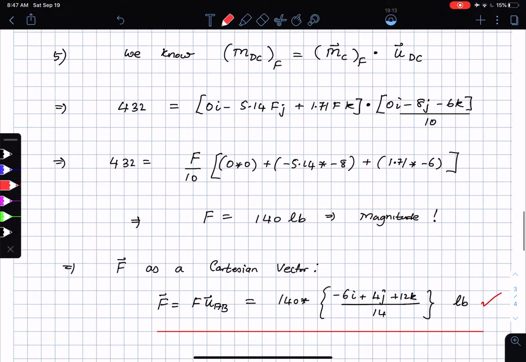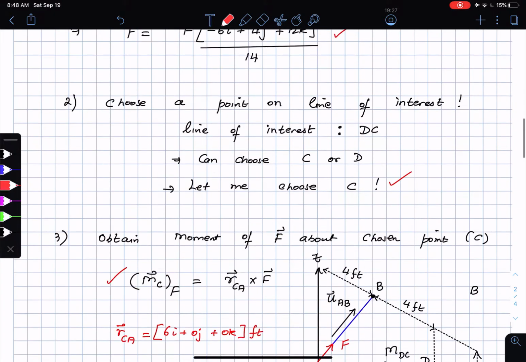This is fantastic. Okay, so we were able to find out everything. And the key step here is, okay, we knew that the magnitude of the moment about a line or an axis is the dot product of the moment about a point on that axis and then the unit vector along that direction. Okay, and just to recap what we have done.